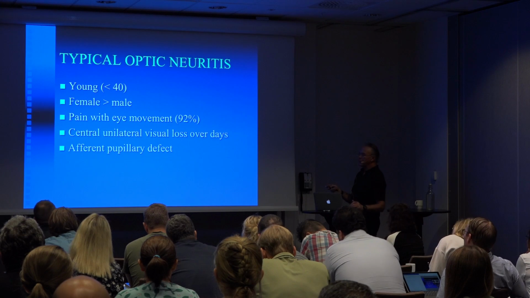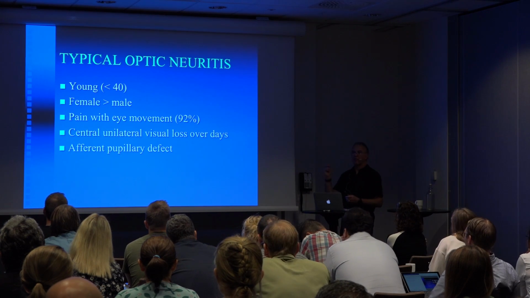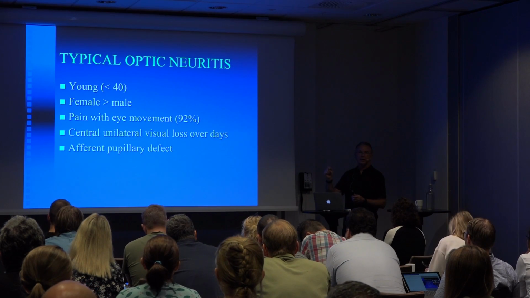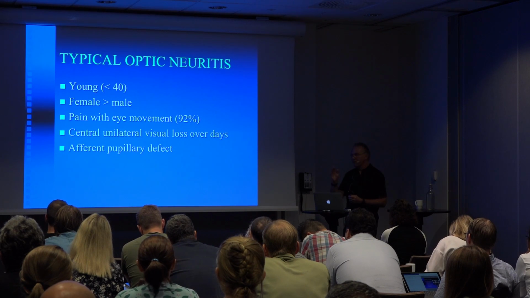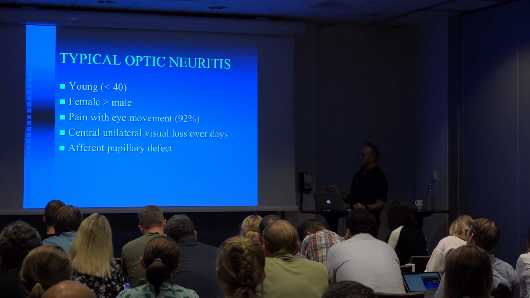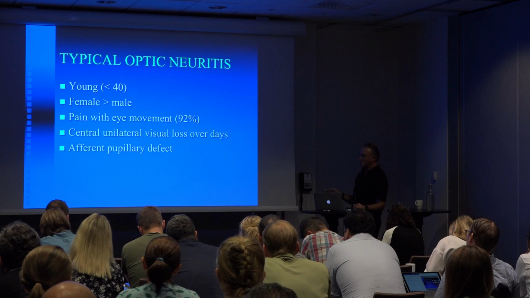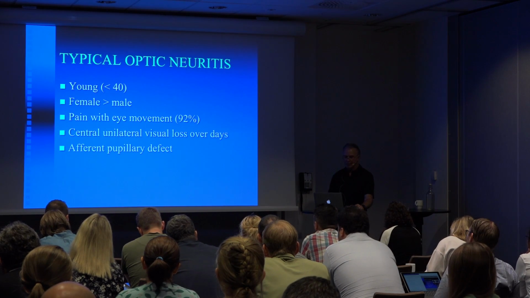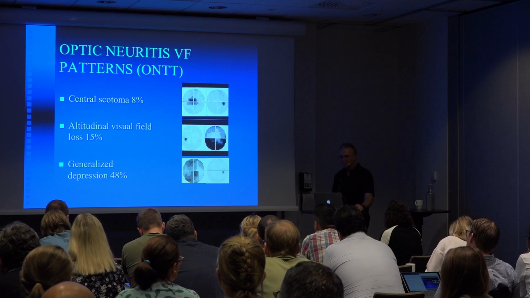So the visual loss happens over days. It's not, I woke up with this one morning and it was out like a central retinal artery occlusion. It creeps up over days and often has the pain preceding the loss of vision. And there's a relative afferent pupillary defect if it's asymmetric.